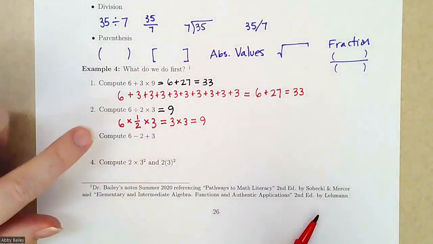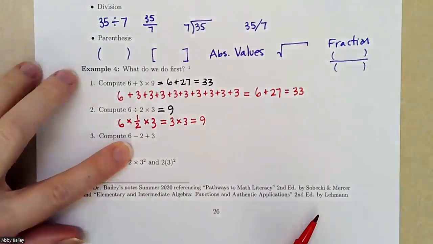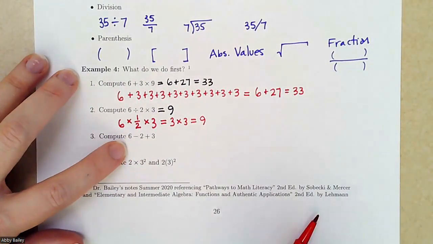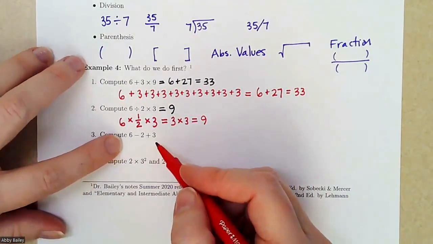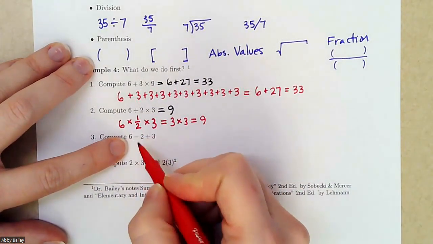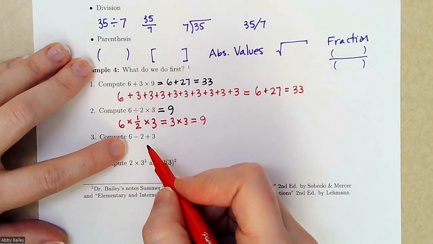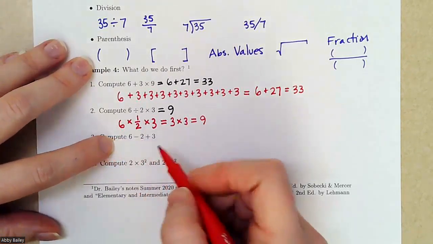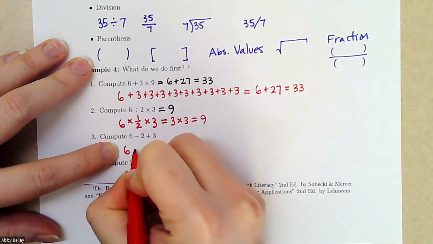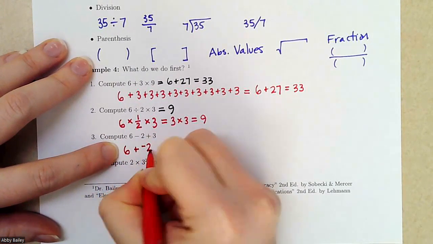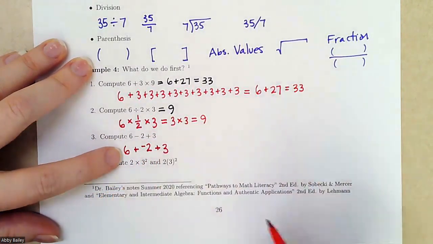Or do we do 6 minus 2 first, which is 4, and then do 4 plus 3? So there's two different ways, but remember that subtraction can be rewritten as adding the opposite. So we can make this all addition by saying 6 plus a negative 2 plus 3.